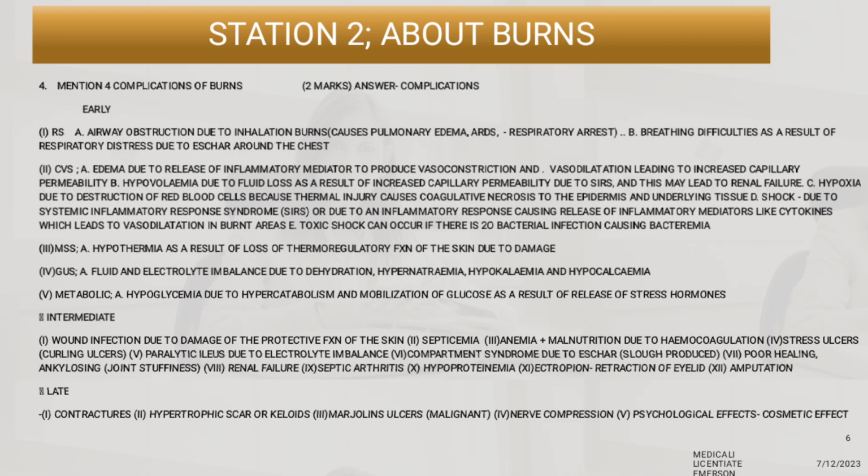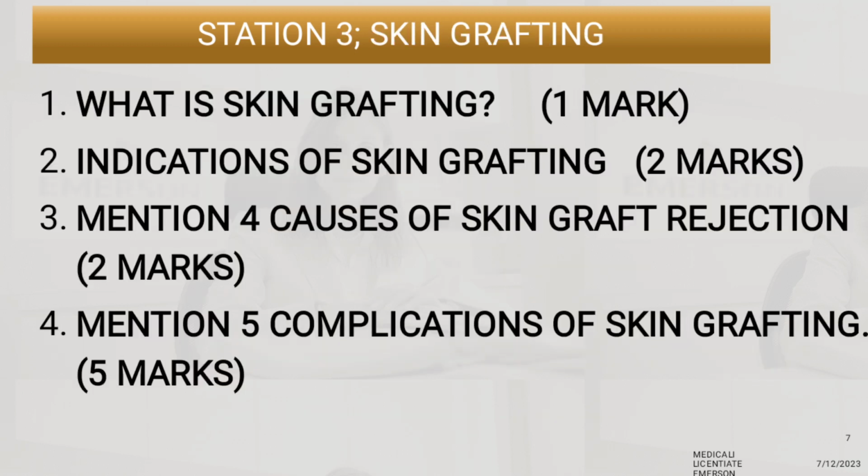Then late, you can have contractures, hypertrophic scars or keloids. You can have Marjolin's ulcers, which are also known as malignant ulcers. You can have nerve compression, psychological effects, or cosmetic effects. We are now done with session 2.